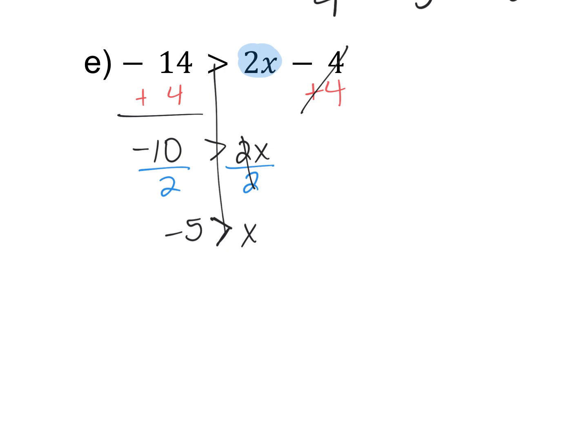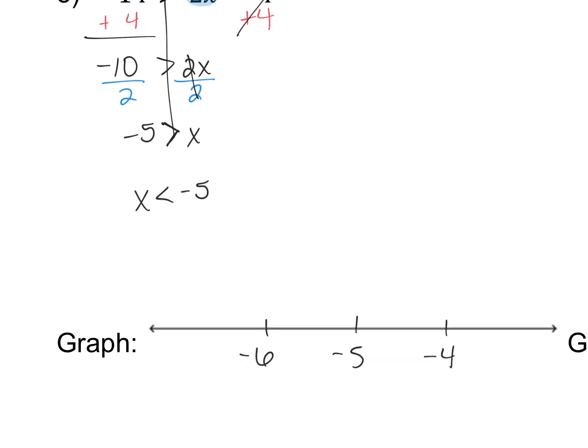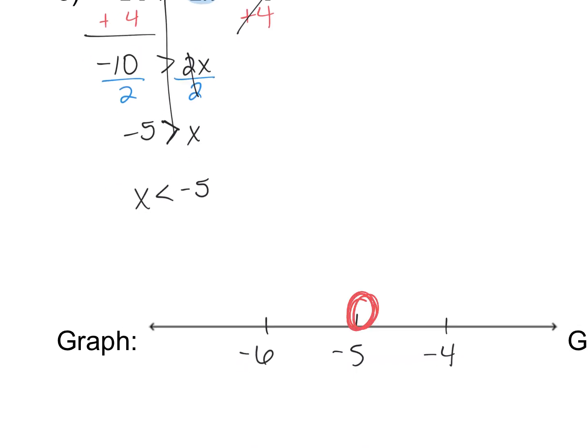I prefer to flip it. That's just a personal preference. Whenever you flip it, you have to flip everything. So the x, and the arrow still needs to be pointing at the x, and negative 5. If you are cool with reading it backwards, x is less than negative 5, you can. I just like to flip. So put negative 5 in the middle, then negative 4, negative 6. This will be an open dot, and it's less than negative 5, so it's going to the left.